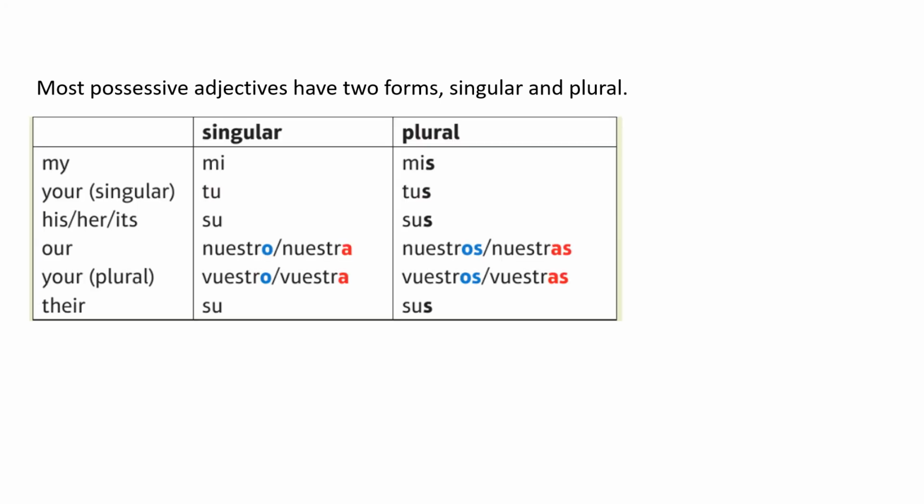So we can see that my means mi in Spanish, or it could be mis if we're talking about something plural. Same thing for your, it could be tu if we're talking about a singular noun, or tus for a plural noun, and so on and so forth. So let's look at some examples. Mi madre would be my mum. Madre, mum, is singular. Mis padres is my parents, and we've used mis here because parents is a plural noun.